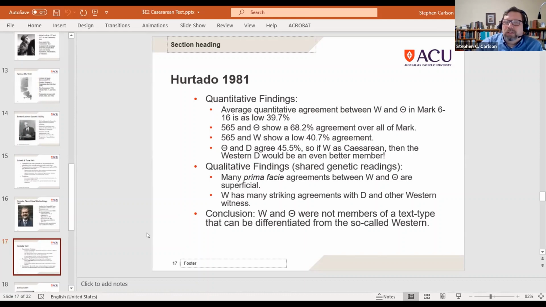So he thinks that means there isn't anything real to this, a larger Caesarean text type with Codex W outside of perhaps a smaller group of 565 and theta. And then he looks at shared genetic readings, which I would call his qualitative findings. And it's not that he looks at the number of agreements or the rates of agreements. He looked at the agreements.